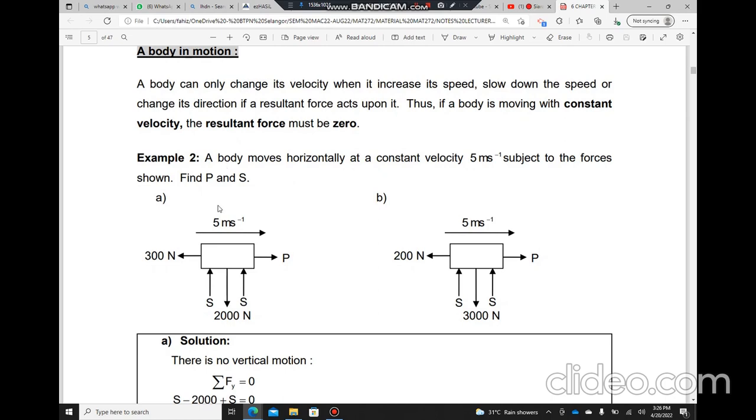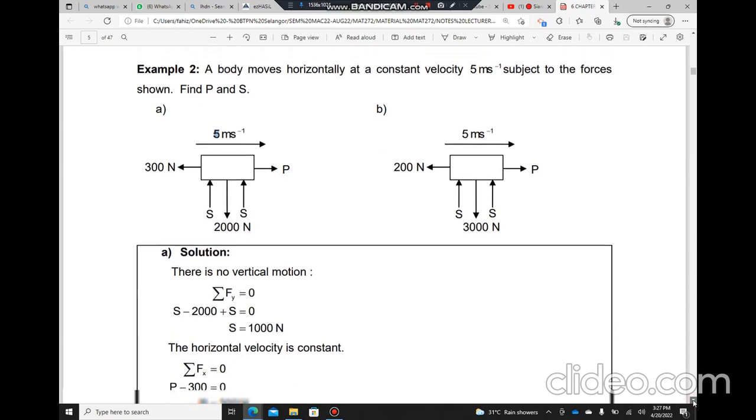Sebab apa kat sini dia tak ada perubahan pada velocity. So, velocity dia tetap 5. So, bila velocity dia 5, maknanya dia tak perlu consider pada kelajuan. Sebab dia tak berubah. So, dia tak ada acceleration. Maksudnya dia tak ada pecutan. So, awak boleh kira just untuk force. Okey, sama juga dengan B.